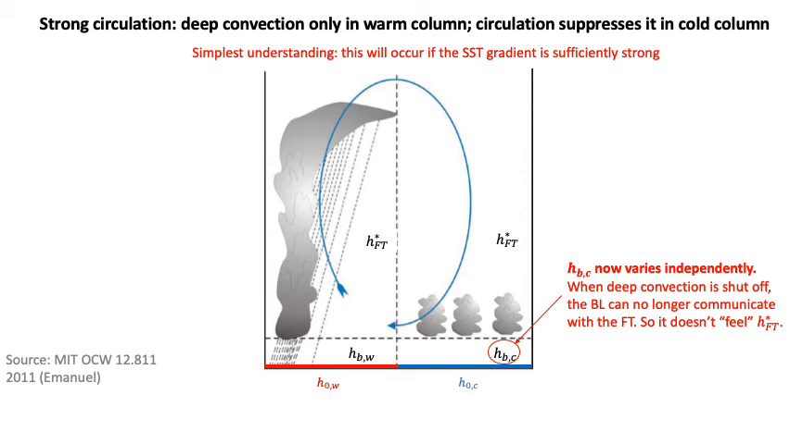So when deep convection is shut off, the boundary layer really can no longer communicate with the free troposphere. So in this case, in the cold column, the boundary layer can no longer feel the saturated moist static energy of the free troposphere.